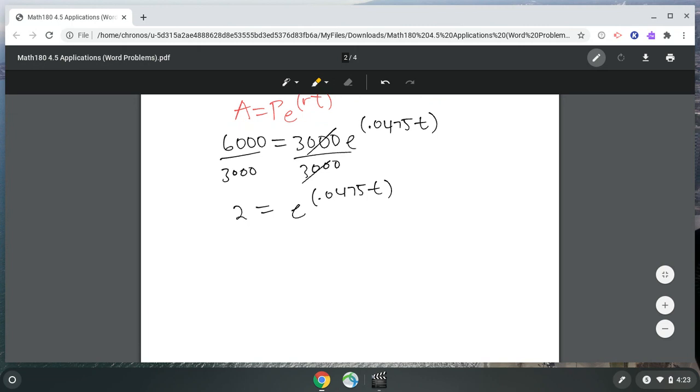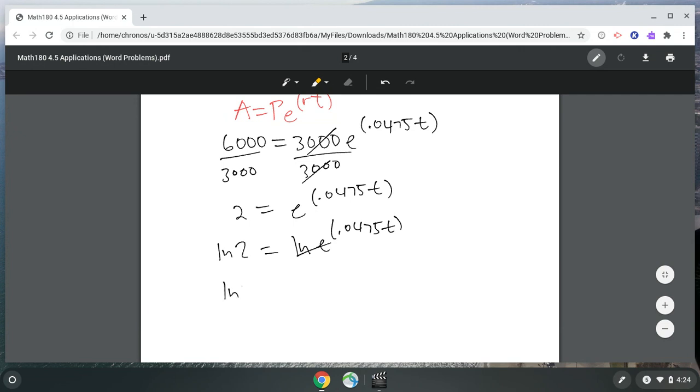Since that's e, whenever you have e, even though you have two choices on your calculator, log base 10 or ln, log base e, just go ahead and use ln. So I'm going to take ln of 2 because then that actually cancels these out. That only works with e and 10 because those are the only two you have on your calculator.